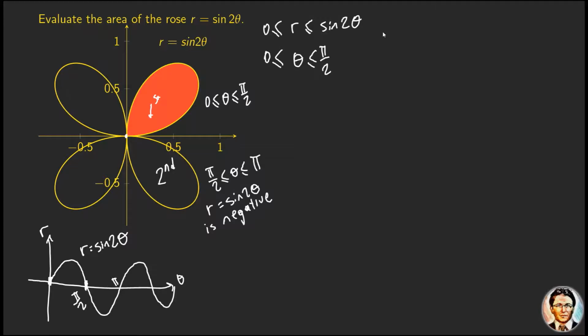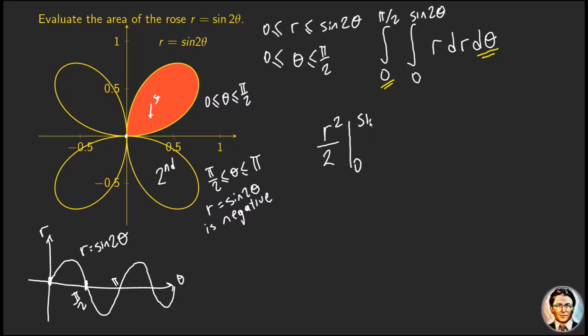So the area of the first petal will be θ from 0 to π/2, and r is from 0 to sin 2θ, integral of dA. Remember dA is replaced with r dr dθ. Here θ is the last variable. If we start from the inner integral, we will get r²/2, r from 0 to sin 2θ. So this is sin² 2θ over 2.